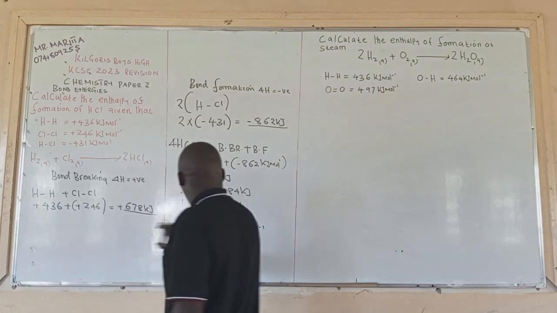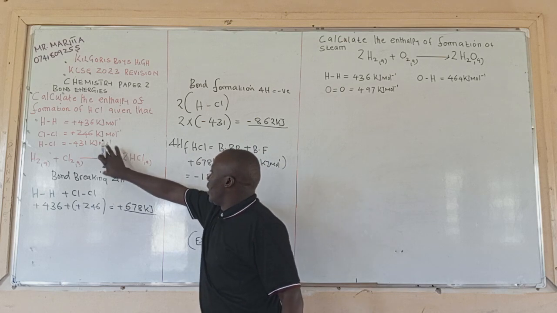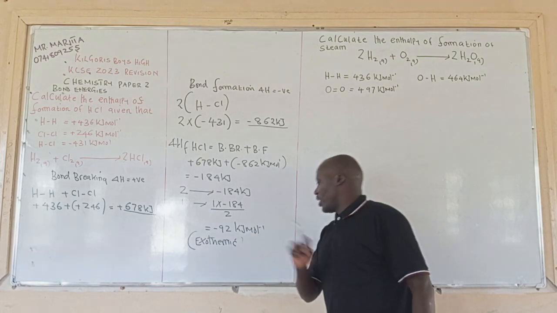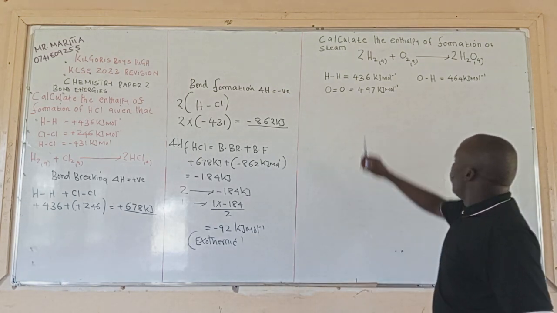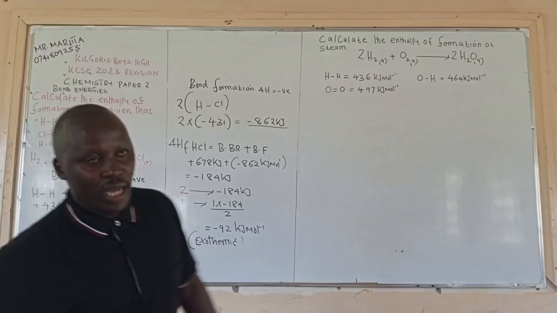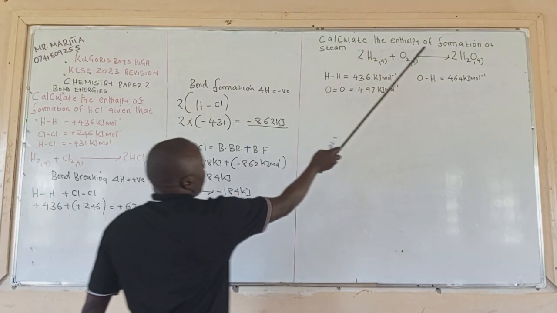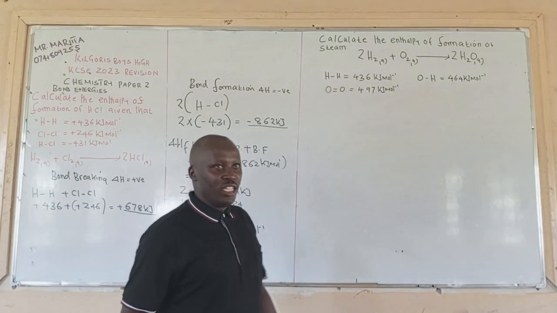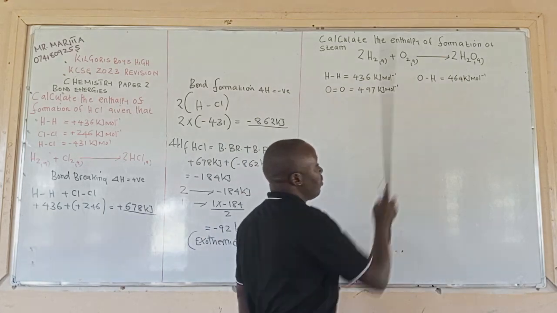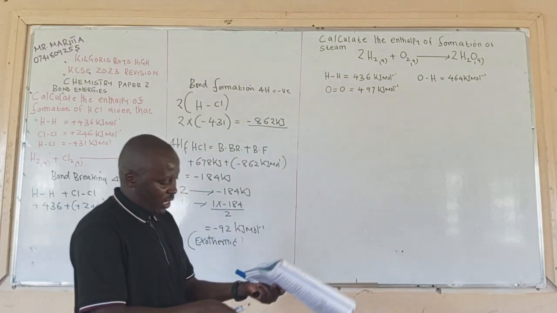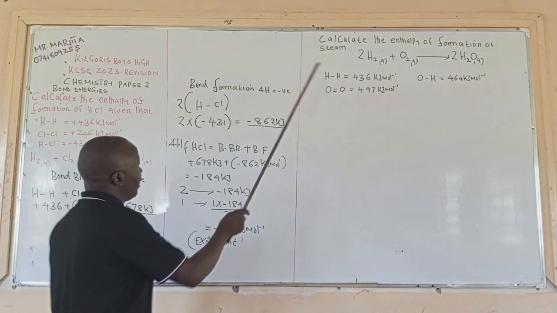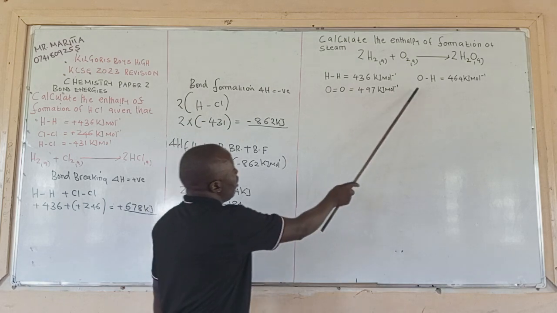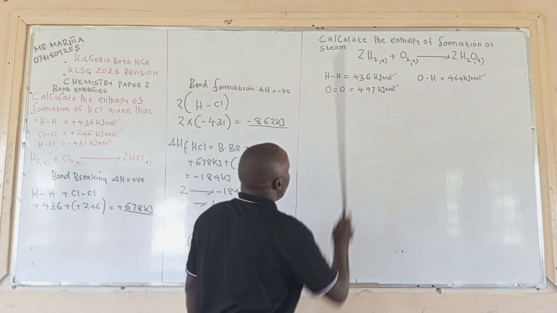So you can conclude that the heat energy required for the formation of this hydrogen chloride is an exothermic reaction. We have another question here where we are calculating the enthalpy of formation of steam. The formation of steam is where hydrogen combines with oxygen, and therefore it forms steam. The bond energy in hydrogen is positive 436. Oxygen and hydrogen is positive 464.